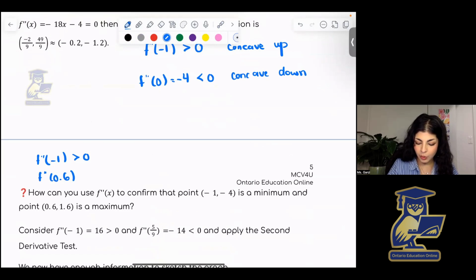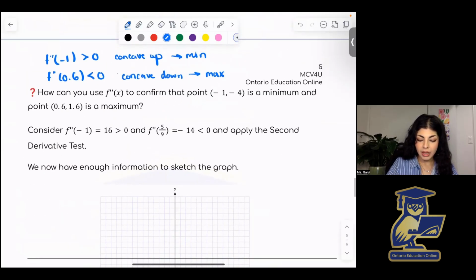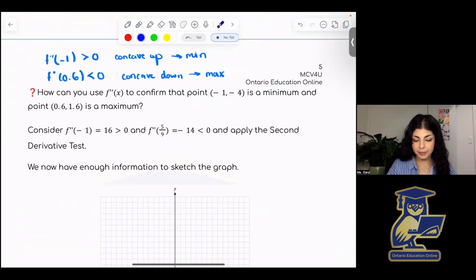And if you check this one, so this being concave up means it is a minimum, or let me just write min. And this being concave down means that we have a maximum. And this is based on the second derivative test. Oh, and that's actually what we had right there.